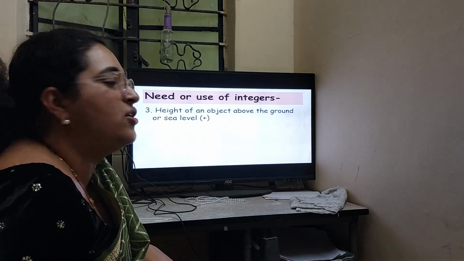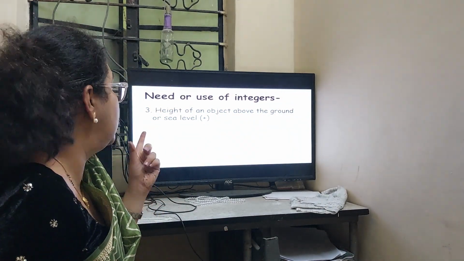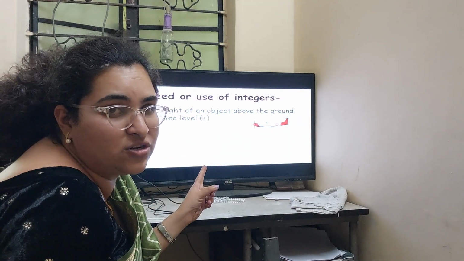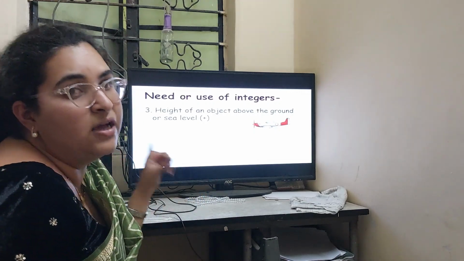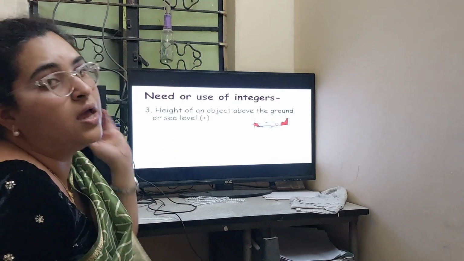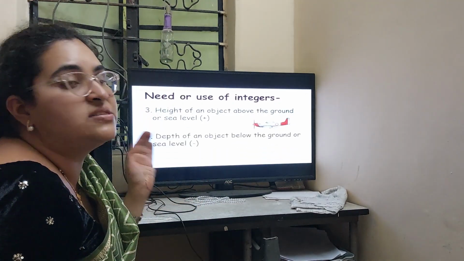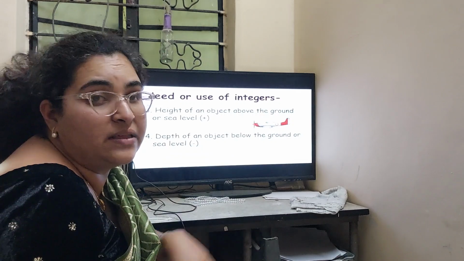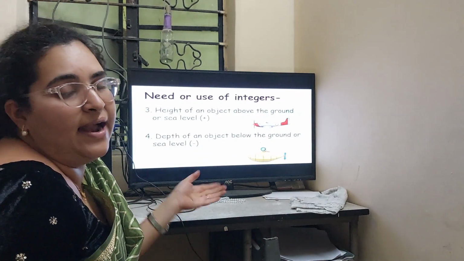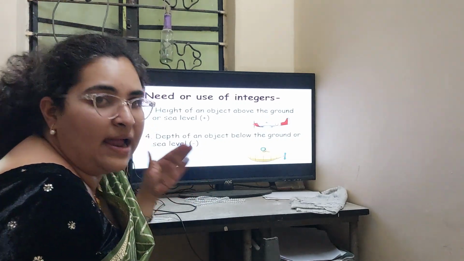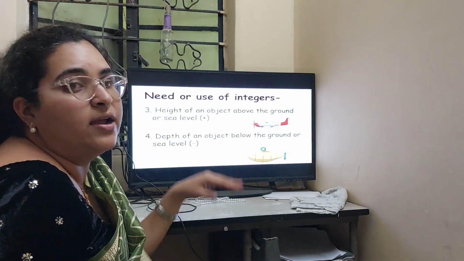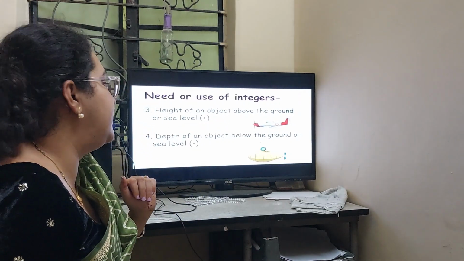Now see here, height of the object from the ground in the sky or from the sea level. Now can you see what is shown in the picture? It is an aeroplane. We all are aware this aeroplane flies high in the sky, which is above the ground. That is why it is indicated in positive integers. Now next is depth. In the water, this is a submarine, and this submarine floats on the water, and at times it goes down into the water. So when it goes down into the water, it is shown with the negative integer.